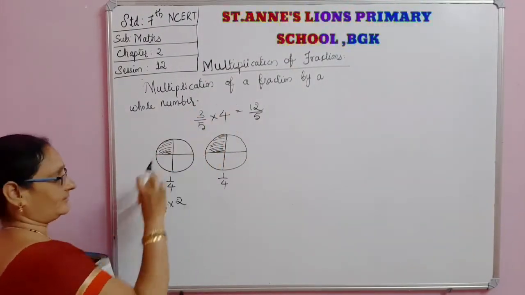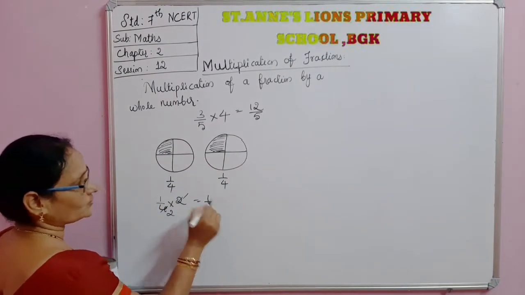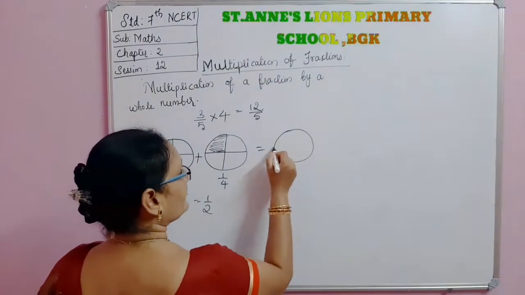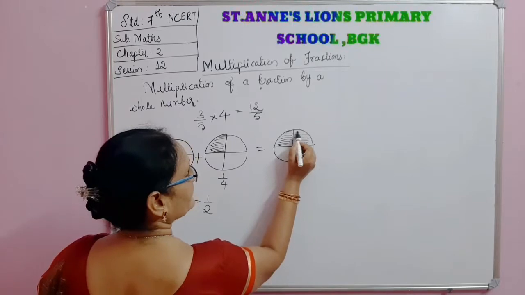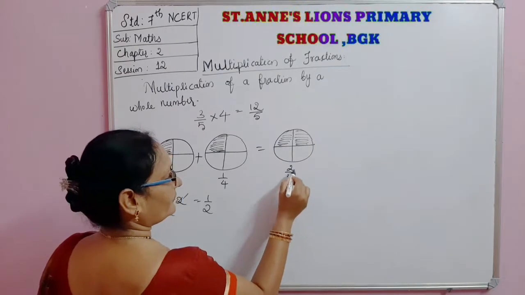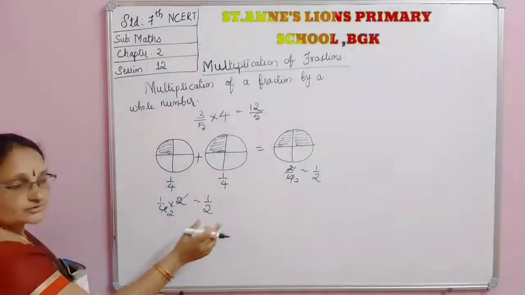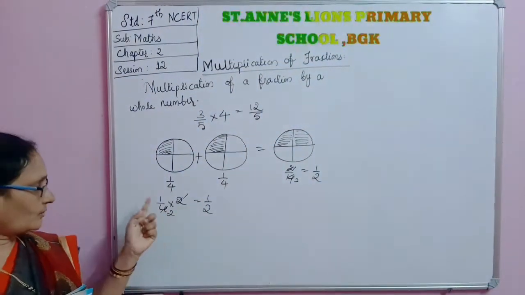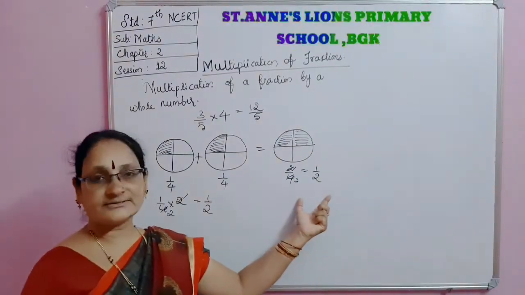Fraction by a whole number. 2 ones are 2, 2 twos are 4, so this is 1 by 2. Suppose I add these, how will it come? See here, these two are now shaded. What is the fraction for this? 2 by 4. 2 by 4 means 2 ones are 2, 2 twos are 4, that is 1 by 2. So very easily we can write 1 by 4, two times, that is 1 by 4 into 2. 2 ones are 2, 2 twos are 4, 1 by 2. The answer is 1 by 2.